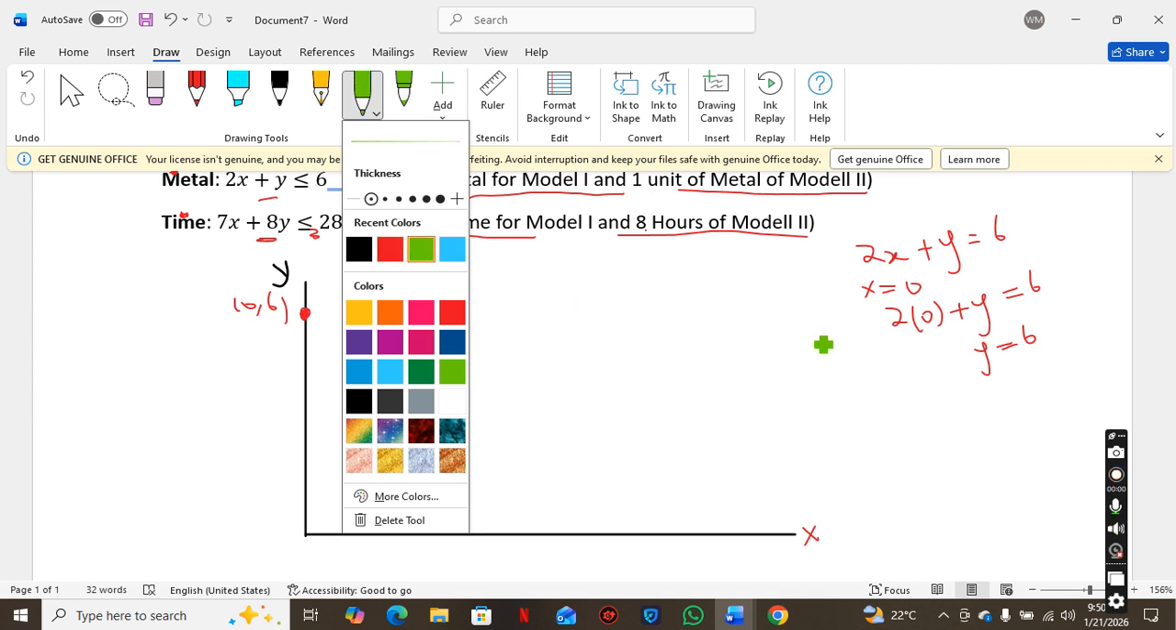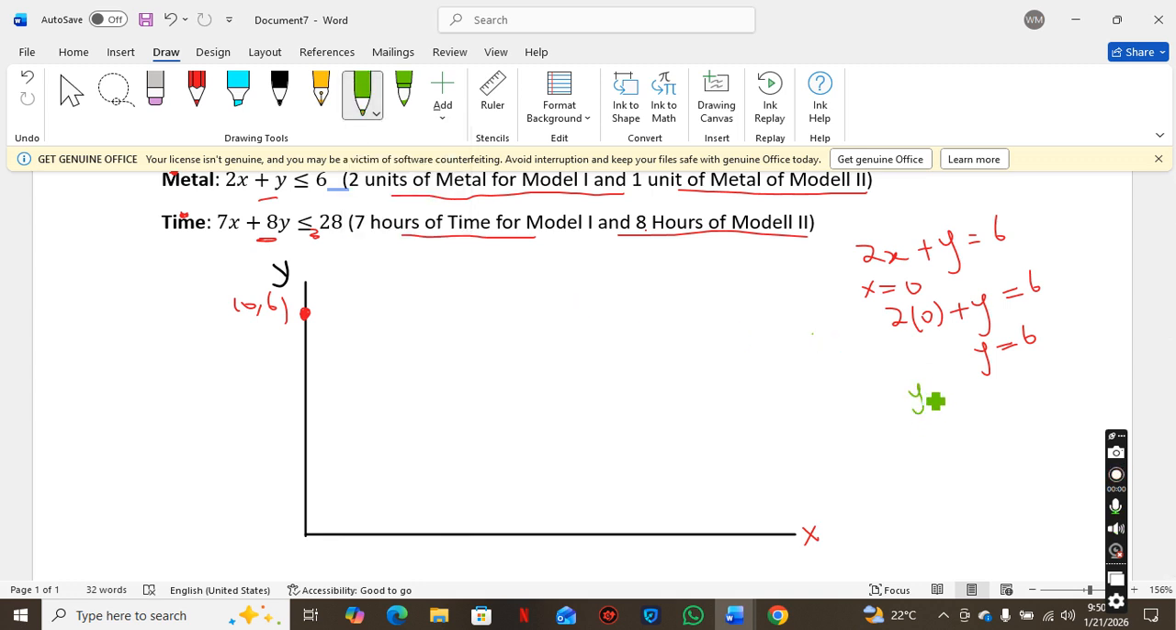Okay, then you do when y equals 0. Basically, if we are not making any units of model 2, how many units of model 1 can we make? So 2x plus 0 equals 6. Divide both sides by 2. x equals 3.